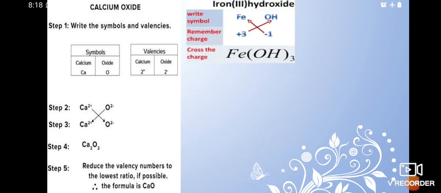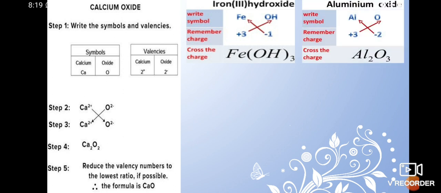Okay. Then see here, iron hydroxide. How can we interchange there? You can follow this technique here also. Simply write the chemical formula by understanding this: write the symbols, remember the charge, meaning which are cations and which are anions. Then cross their charges. Charges are nothing but valencies.